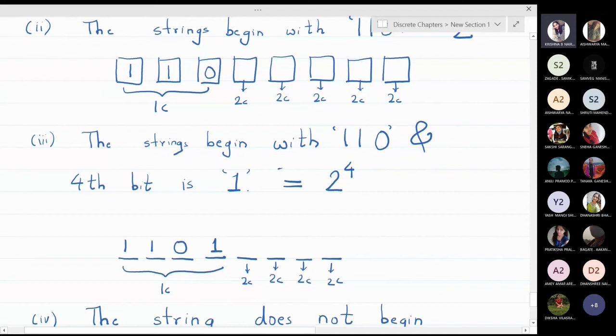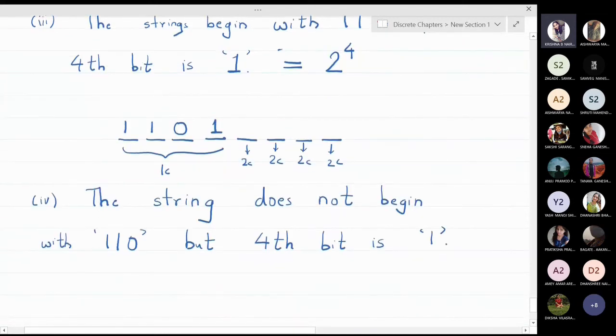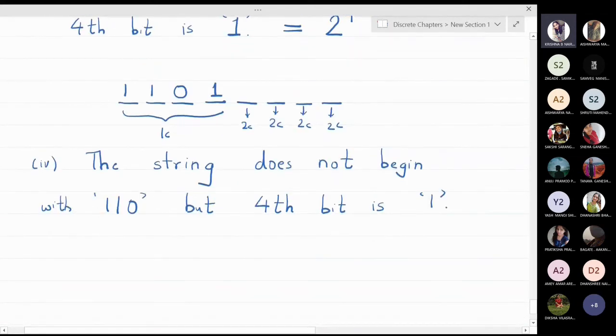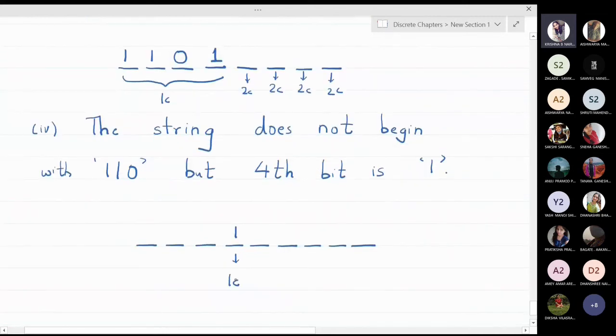Okay, the fourth part is I want all the strings that do not begin with 1, 1, 0, but the fourth bit is 1. So I will make an 8 length string here, and the fourth bit has to be 1. So this has only one choice, and from the fifth bit onwards, you can have 2 choices each. So this is 2 choices, 2 choices, 2 choices, and so on.